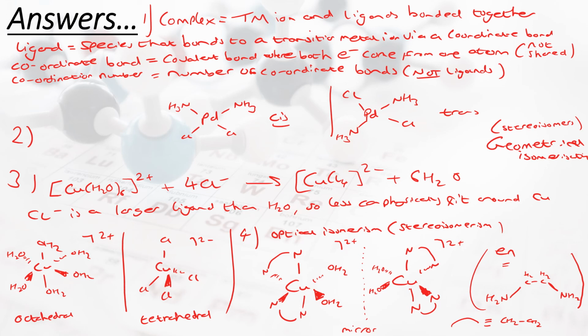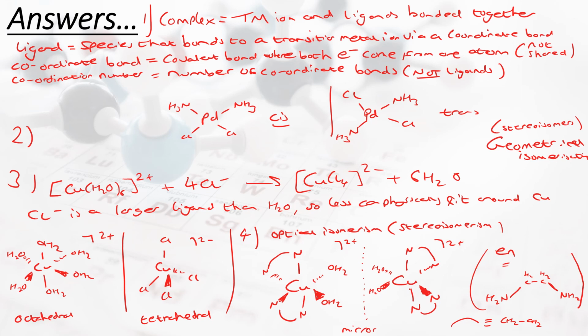A ligand is a species that can bind to a transition metal ion, bond to it, via a coordinate bond. So it's typically something that has a lone pair that can donate that lone pair via a coordinate bond to bind to our transition metal ion. And the coordinate bond, of course, is this special type of covalent bond where rather than having one electron shared between each atom, we actually have both electrons coming from one atom, both electrons coming from one of the partners. So both of the electrons come from our ligand, in this case our lone pair, and are donated to our metal ion. And then the coordination number is the number of coordinate bonds. So not the number of ligands, the number of coordinate bonds.